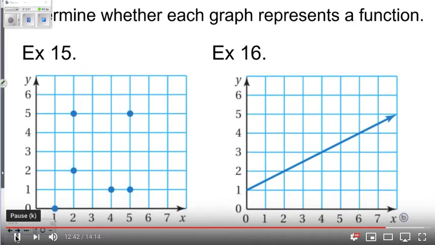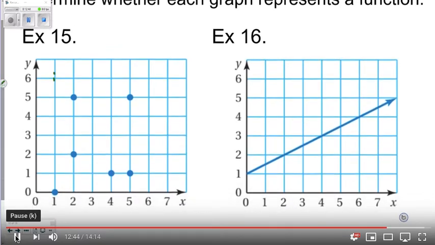Alright, on example 15, we're going to draw in some vertical lines. Here's my first one. It only touches one time. My second one, this touches once and touches twice, so it touched more than once, so it's not a function.